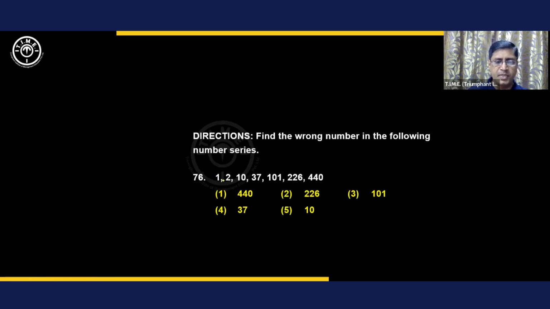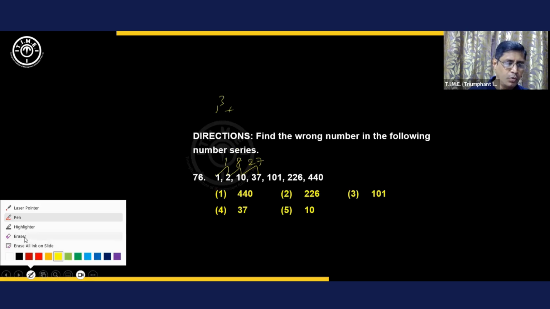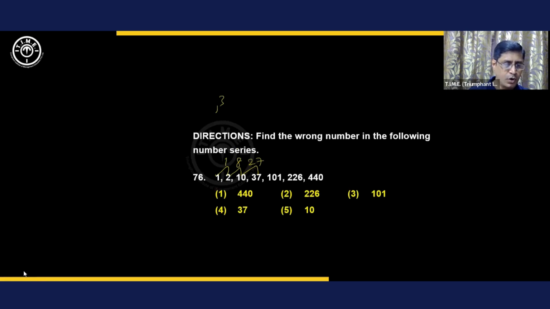If you observe this, here 1 and 2, 10 and so on. What is the discussion? The difference here is 1. Here the difference is 8. Here the difference is 27. What does it mean? 1 cube, 2 cube, 3 cube, 4 cube, 5 cube, and so on.